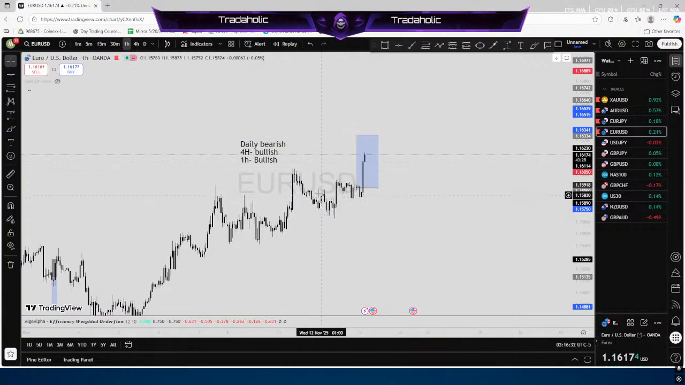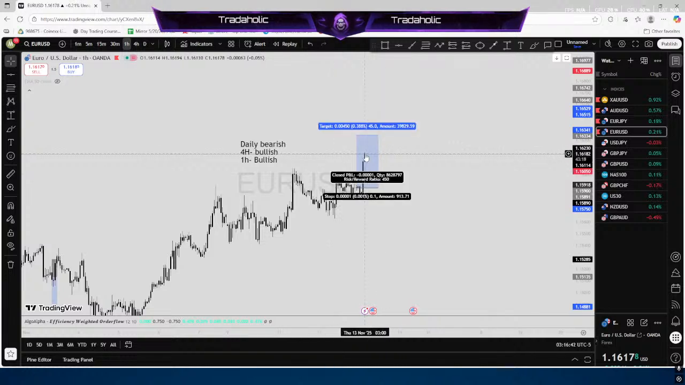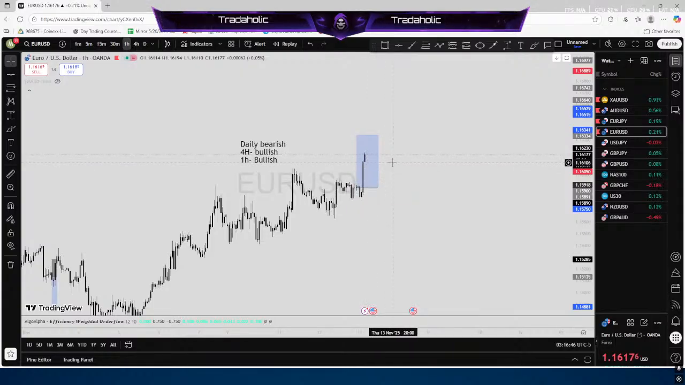Very simple. So understanding that daily is bearish, 4 hour bullish, 1 hour bullish, I know I should be looking for buy opportunities. Now it's about me as a trader. I'm looking at where I want to buy. I don't want to just buy at a random given point of price because that's a little bit too random, right? So I have a system to determine where I want to buy.